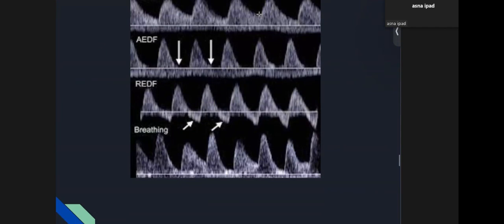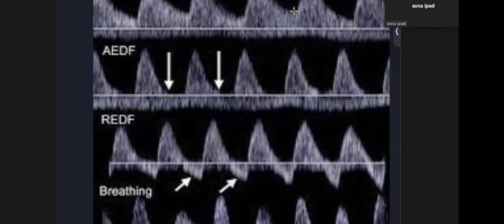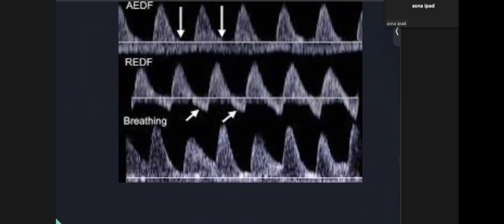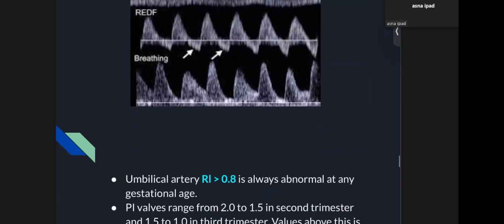So this is how a normal waveform of the umbilical artery looks. This is the absent end diastolic velocity. This is an example of the reversed end diastolic velocity. And this is the variation in the waveform with fetal breathing. You get variation of the waveform, like a phasic up and down. This is because of the fetal breathing and movements.